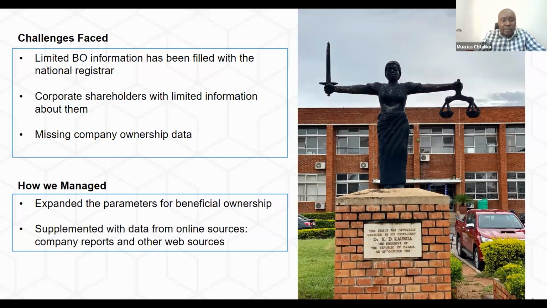So in charting the way forward, we had to expand the parameters for beneficial ownership. So because we didn't have this data readily available, we had to go back to the definition of the beneficial owner according to the Zambian Companies Act. So we have to look at issues of having effective control, as well as owning a minimum of 5% shares. That's taken as having substantial interest in a company. So we also supplemented the data from PACRA with data from online sources, including company reports, as well as other web sources such as the UK's company registration platform.